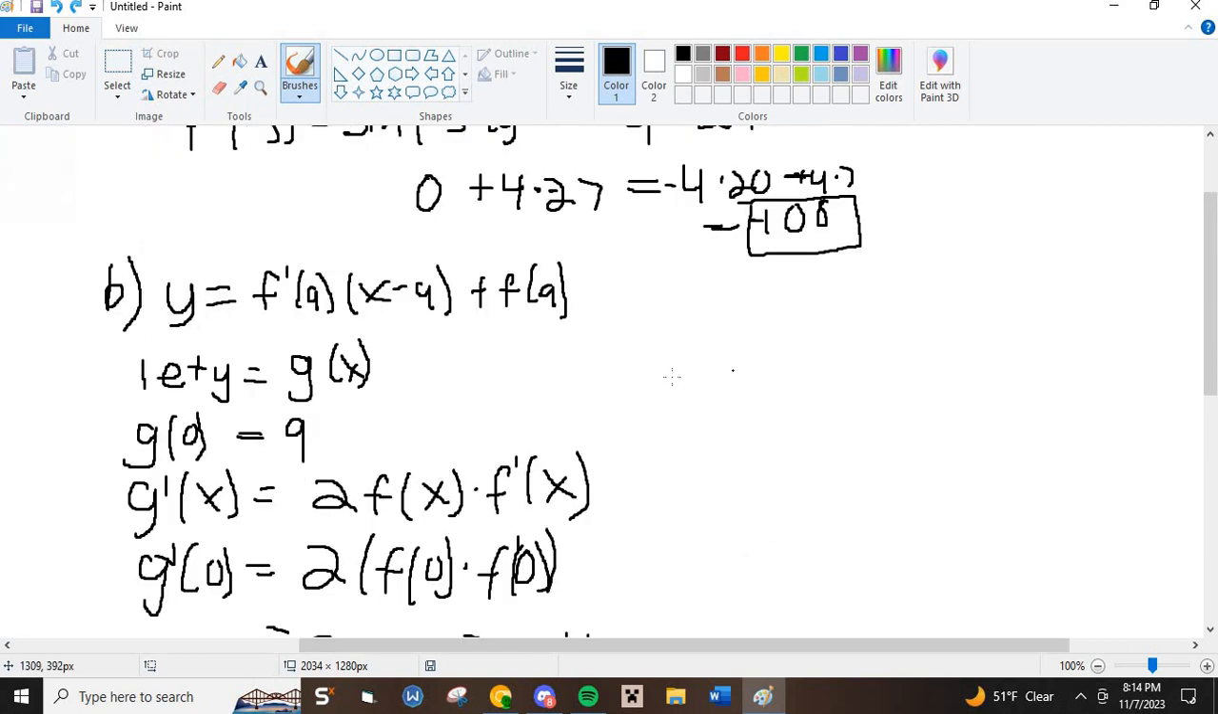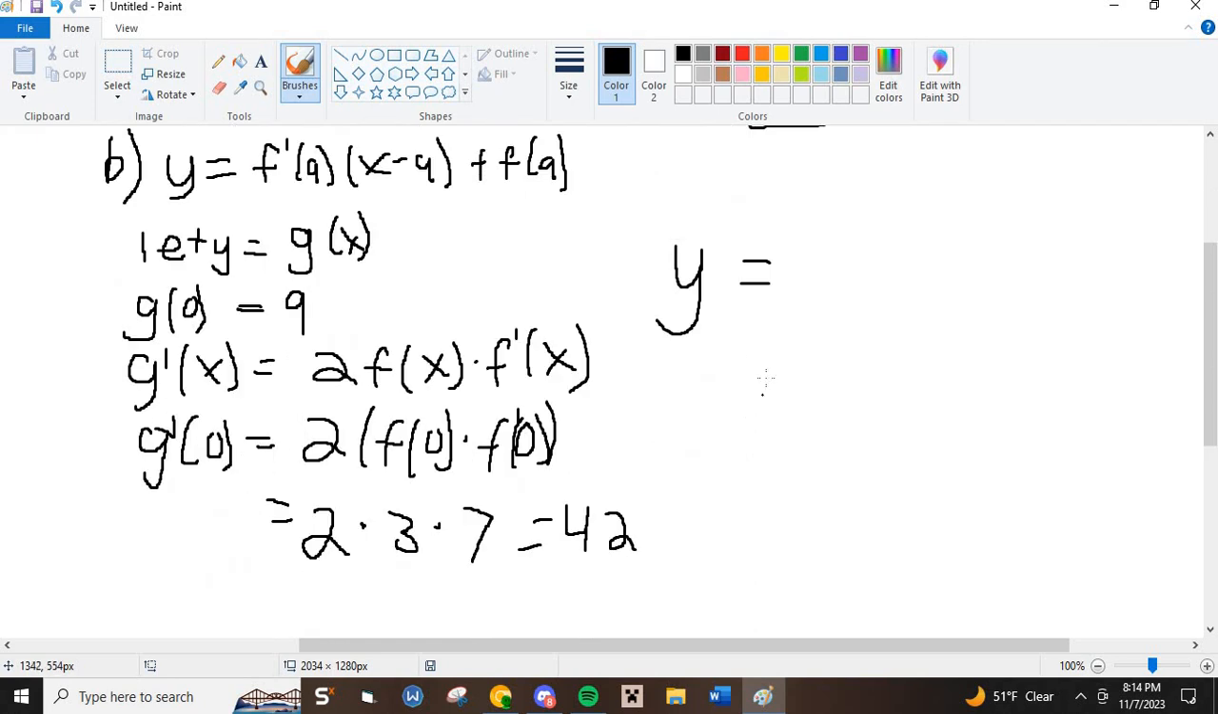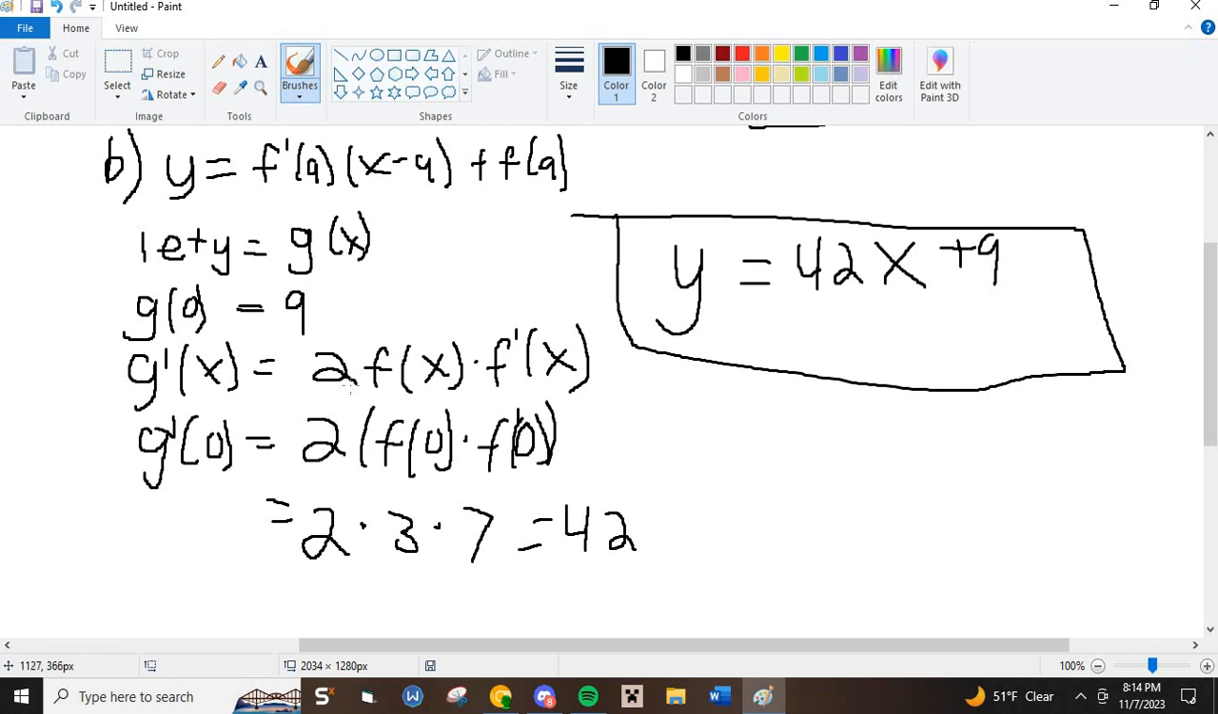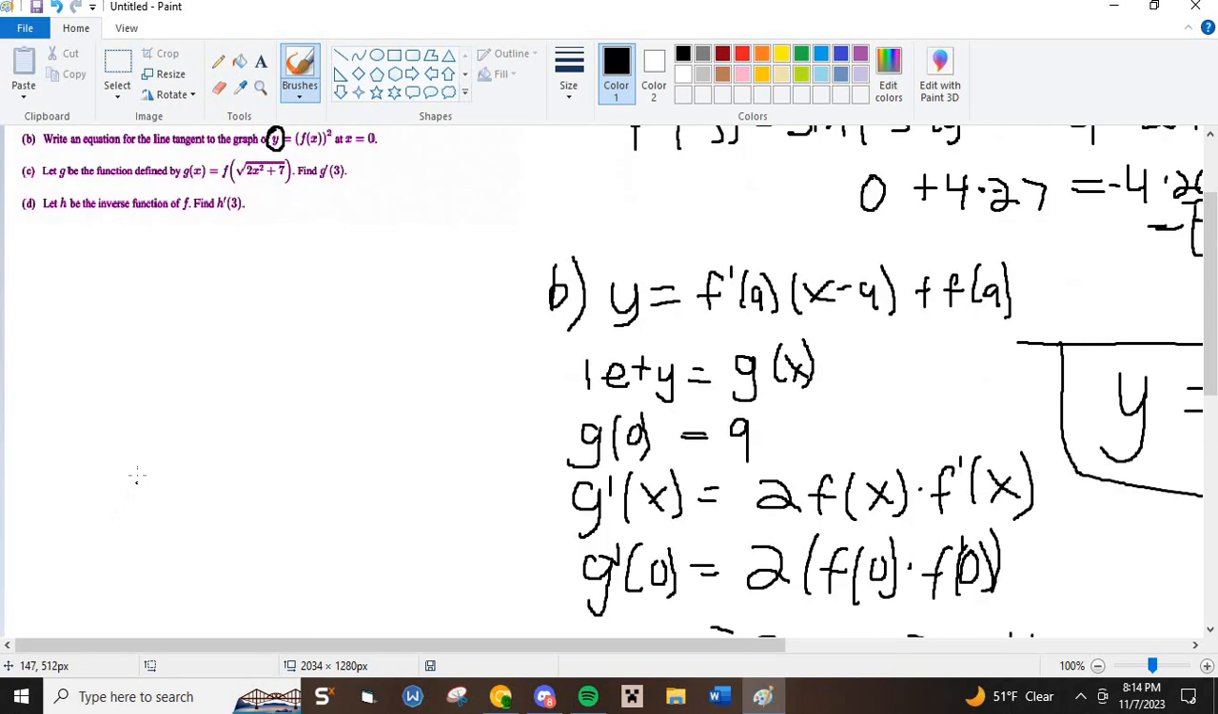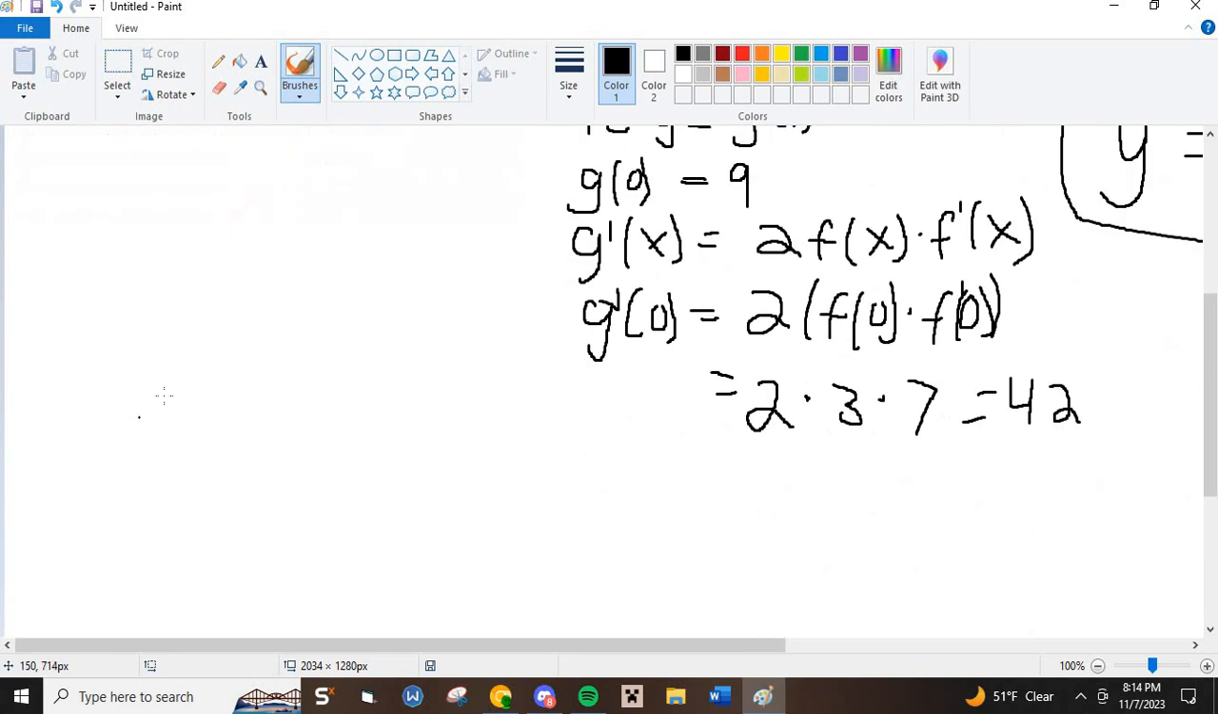So we got y equals 42, and this is supposed to be x minus 0, but we can just leave that as x. And then plus 9. And you're done. Next, problem C.